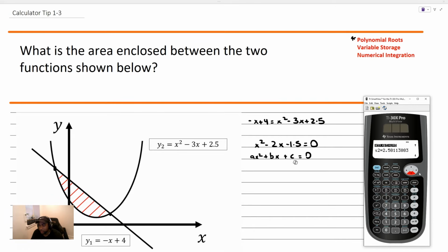Okay, now we're going to get into our second calculator tip here, which is variable storage. You can see how many decimal places this thing has in terms of the roots, right? There's opportunities to make rounding errors, and it's just a waste of time to be writing down these numbers when you could just store it inside of your calculator.